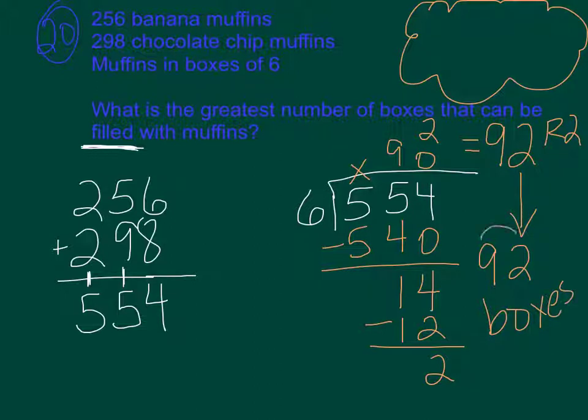Sometimes the remainder is what we need to look at. In this case, the remainder is a number that we have to ignore because we're looking at full groups, not leftovers. Keep in mind that those words like greatest number, filled, are going to clue you in that you may have a remainder, but the remainder's probably not going to fit in.